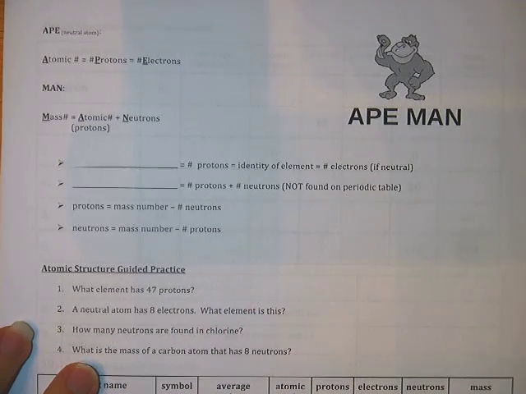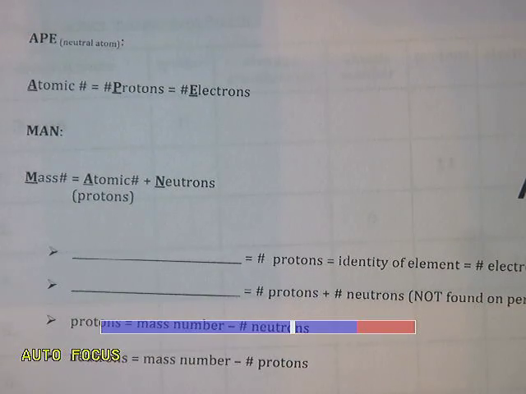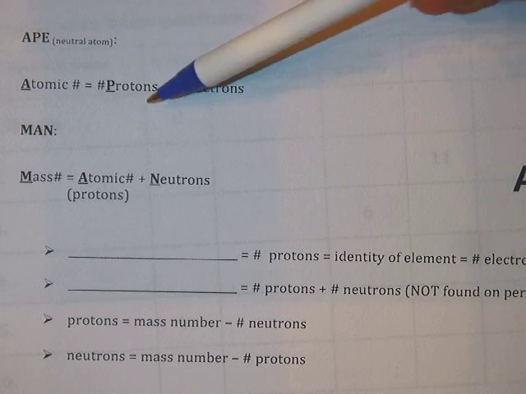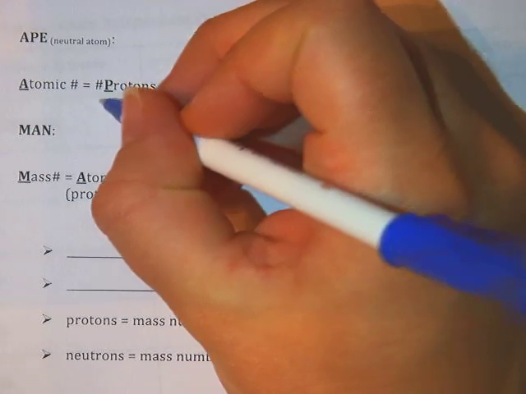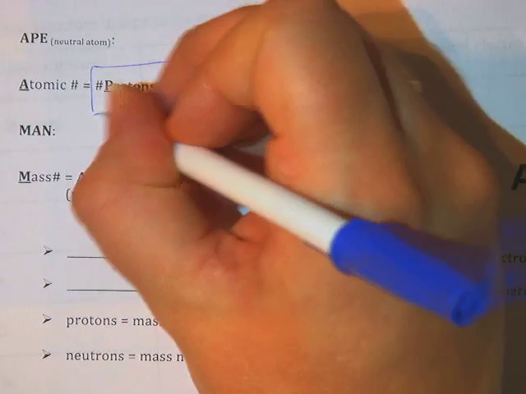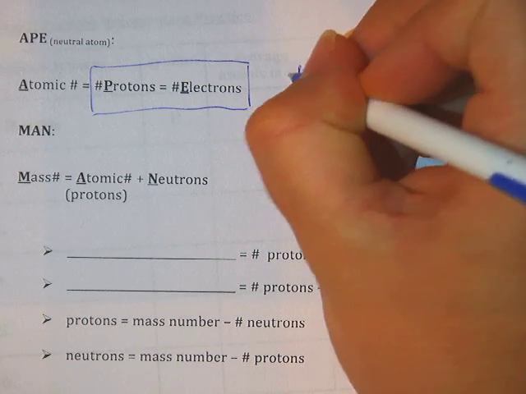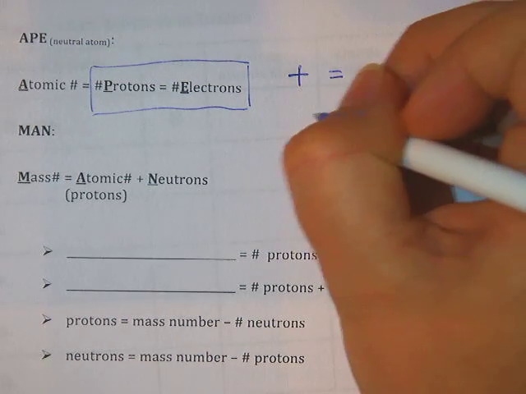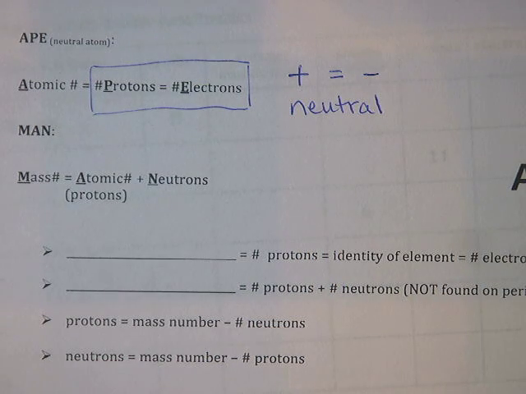And we're going to talk about the ape man. Ape stands for atomic number equals protons equals electrons. Those are the same as each other. Later in the year, we're going to find out that electrons are not always the same as protons, but we're going to pretend for now they are, because when your protons and electrons are equal, then you have an equal number of positives and negatives, which means you have a neutral atom.